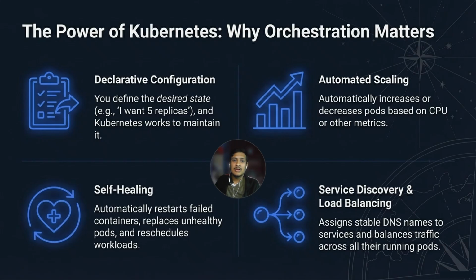Automatic scaling. It can automatically increase or decrease the number of pods based on CPU usage or other metrics. Self-healing. This is critical for uptime. Kubernetes automatically restarts failed containers, replaces unhealthy pods, and reschedules workloads if a node dies. Service discovery and load balancing. It automatically assigns stable DNS names to services and balances traffic across all the running pods.